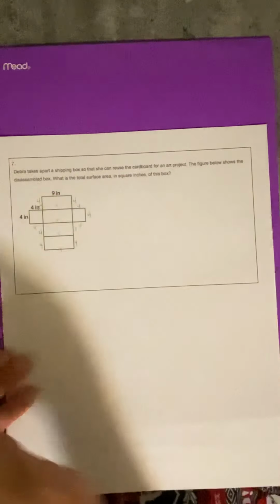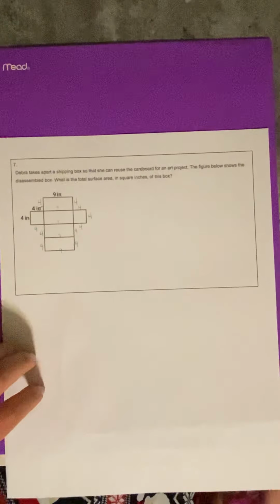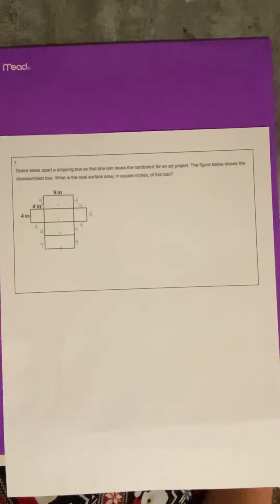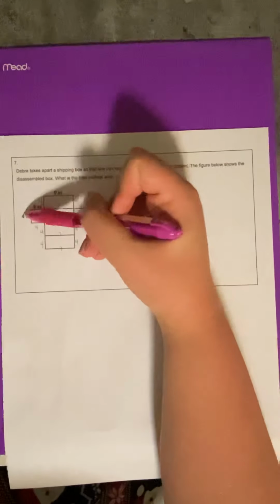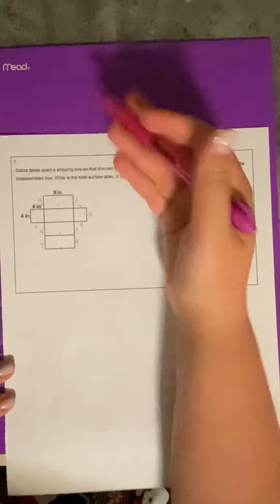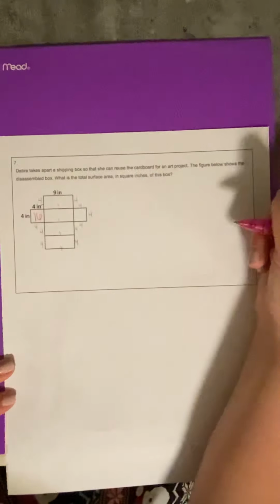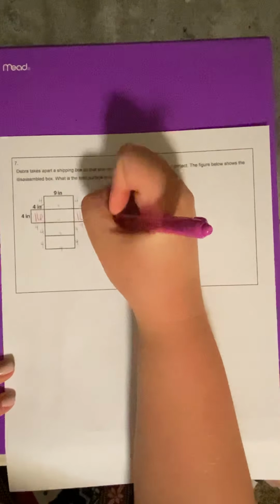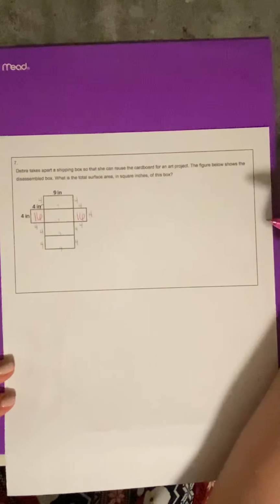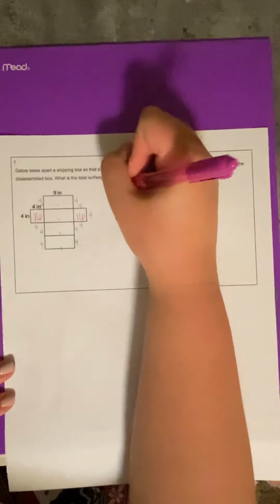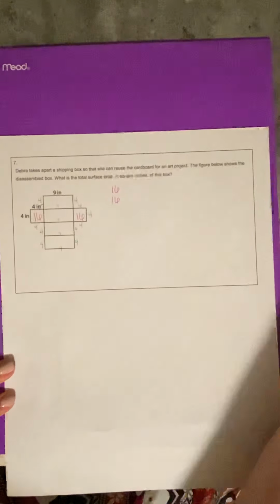All right, let's see. So let's find the surface area. We're going to find the area of each of the smaller boxes, and we're going to add them together. So 4 times 4 for the square, easy. 4 times 4, 16. Same thing over here, 4 times 4, 16. That's the area of the square, base times height or length times width. So I have a 16 and then a 16.